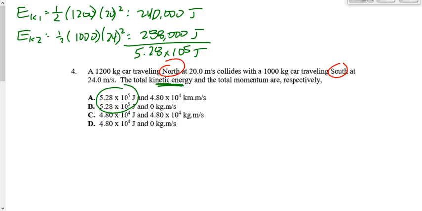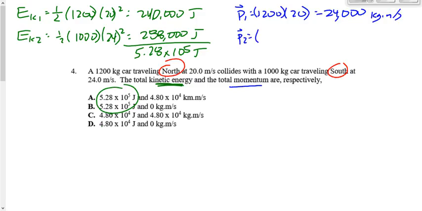Now let's look at the momentum. The momentum of object 1: 1,200 times 20 gives me 24,000 kilogram meters per second. This one, P2, is what? 1,000 times 24. Another 24,000. Is that right?